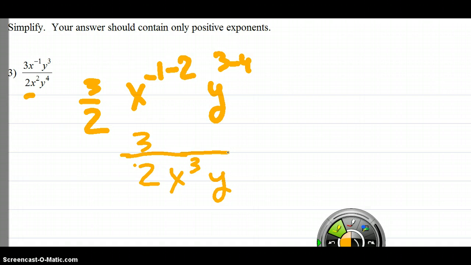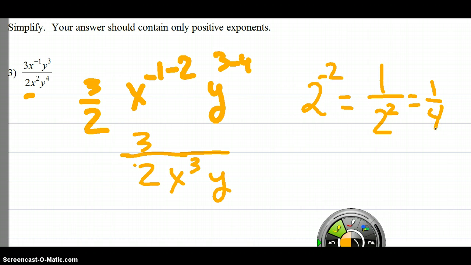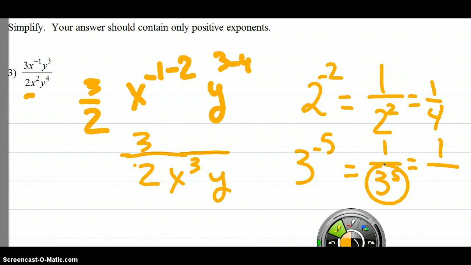At this point, it might just be helpful to remember what a negative power is. If I have 2 to the negative 2, it's 1 over 2 squared, or 1/4. Sometimes when we look at numbers, it looks weird, but 3 to the negative 5th is 1 over 3 to the 5th. And so when you punch this out in your calculator, 3 to the 5th is 3 times 3 times 3 times 3 times 3. So we would get 243 in the denominator.